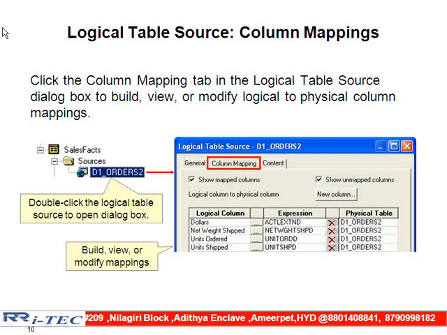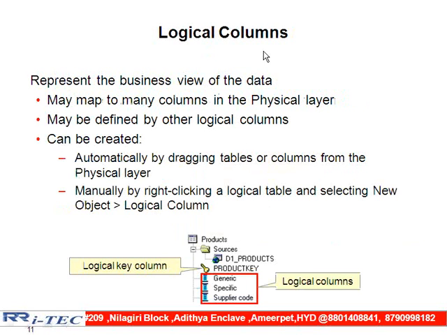Now, next one, logical table source column mapping. This is the important area. Always we need to understand, for a logical column, what the corresponding physical column is. Then we need to go for column mapping and understand that. Next one, logical columns represent the business view of the data, and may map to many columns in the physical layer. Possible. One dollars column mapped with two columns: ACTLE extended coming from D1 order 2, and ACTLE extended coming from the aggregate table. Next, they may be defined by other logical columns.